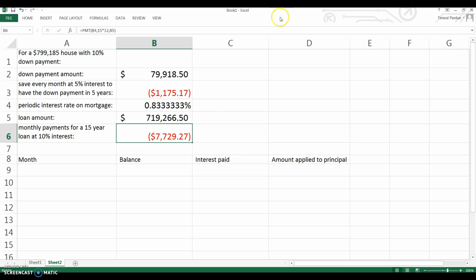and this tells us that our monthly payment is $7,729.27. Now these numbers are showing up as negative, and to make it a little bit easier in the next step, I'm going to go ahead and put a negative sign here in front of, between the equals and the PMT, so that this stays positive.